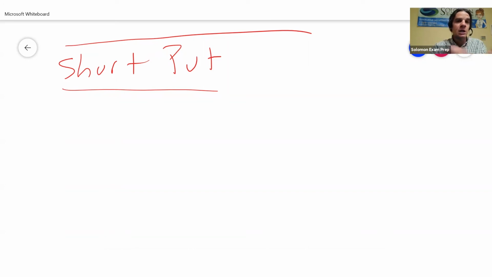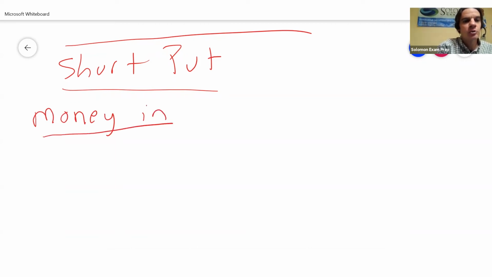Again, we have to look at money in and compare it to money out. Okay, so I'll look at money in first. The money in is going to be the premiums received, right? He shorts the option and receives the premium. And the other thing that he's going to take in.